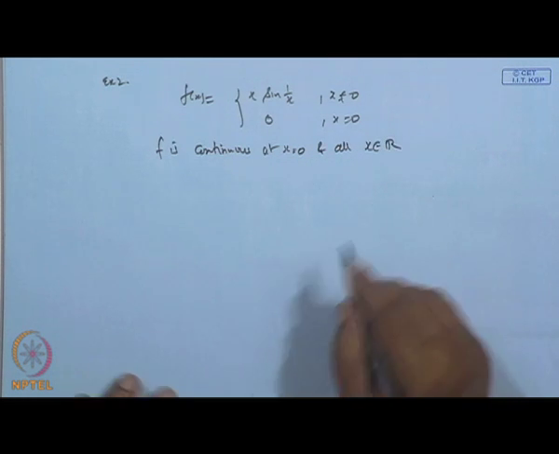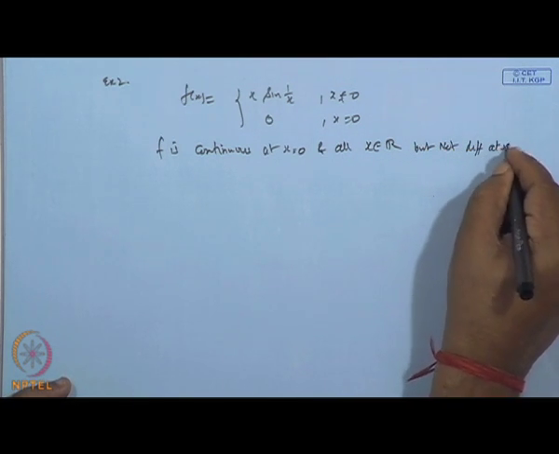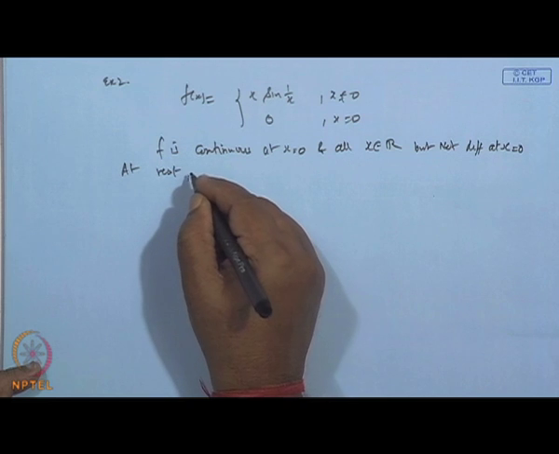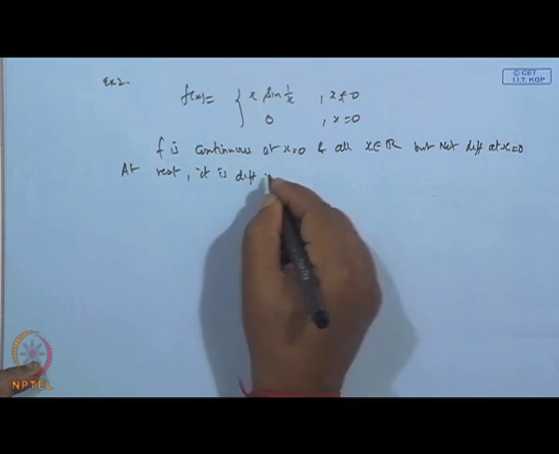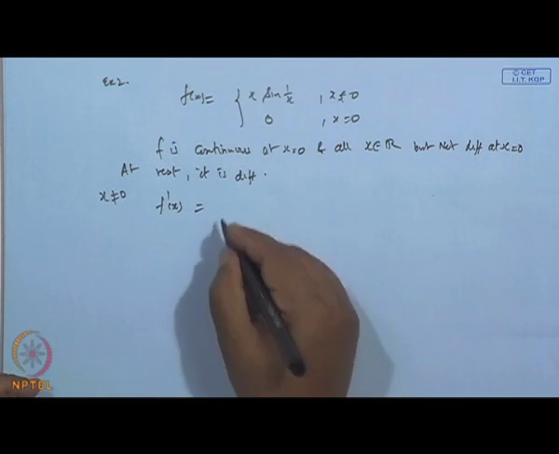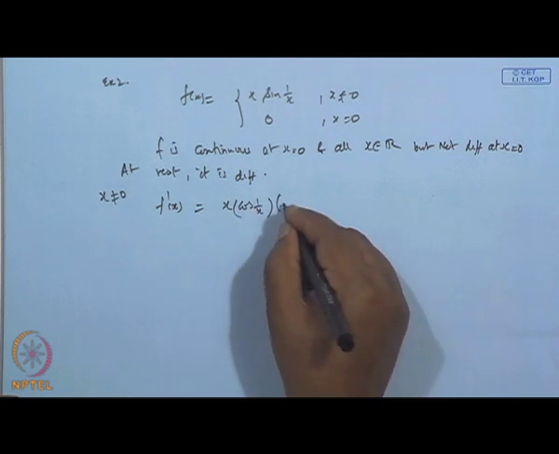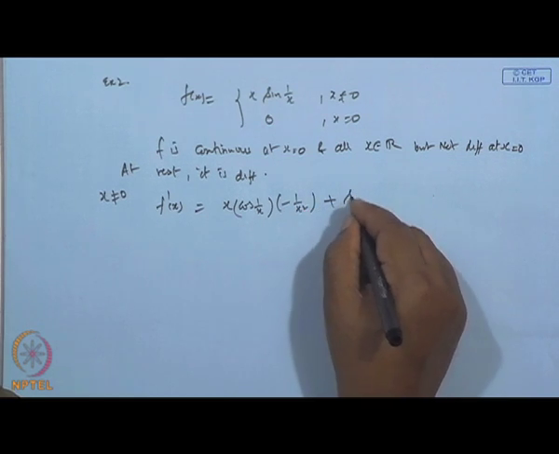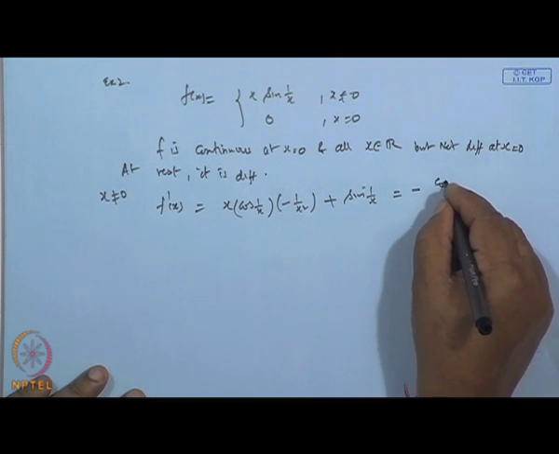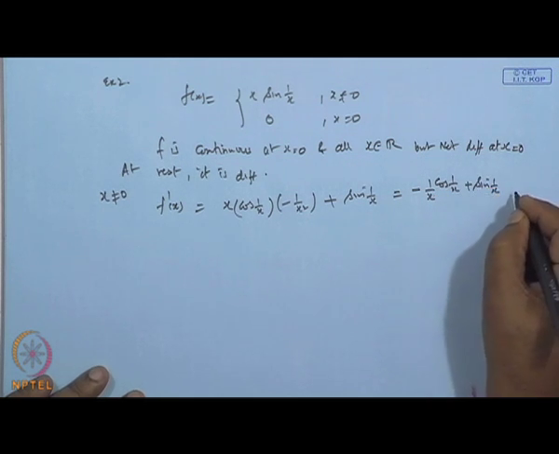In fact, continuity follows, but it is not differentiable at x equal to 0. At the rest of the points it is differentiable, because when you take the derivative for x different from 0, you can just apply the formula. The derivative of this is cos(1/x) into minus 1/x square, then plus sin(1/x). So the derivative will come out to be minus cosine(1/x) divided by x, and then plus sin(1/x), when x is different from 0.